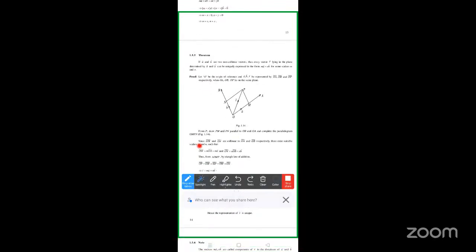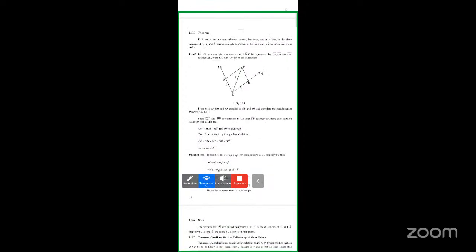Since OM and ON are collinear with OA and OB respectively, there exist suitable scalars M and N such that OM is equal to M into OA bar, that is M into A bar, and ON is equal to N into B bar. So thus, in triangle OMP, by the triangular law of addition, OP is equal to OM plus MP. So that is R bar is equal to M A bar plus N B bar. So this is the theorem.